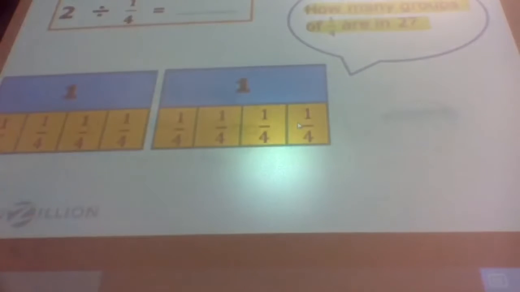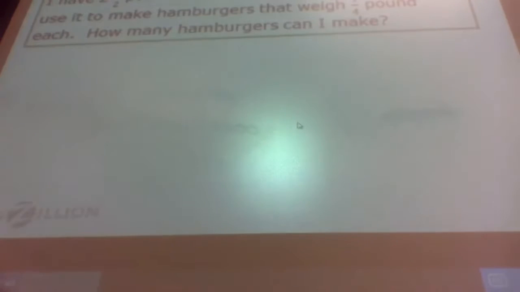If we know there are 4 groups of 1/4 in 1 whole, we also know there must be 8 groups of 1/4 in 2 wholes, just like we see here in our model. So 2 divided by 1/4 equals 8. Now I know some of you genius mathematicians are thinking that's the same as 2 times 4. You're right, we'll learn more about that later. For now, I'm going to show you how we can use models when we divide mixed numbers by fractions.